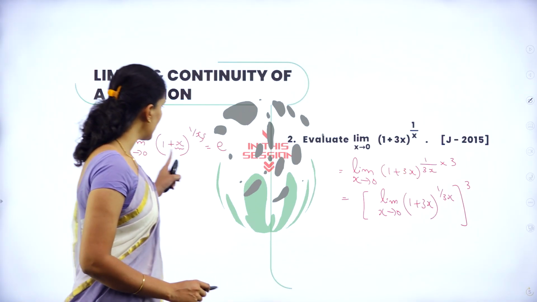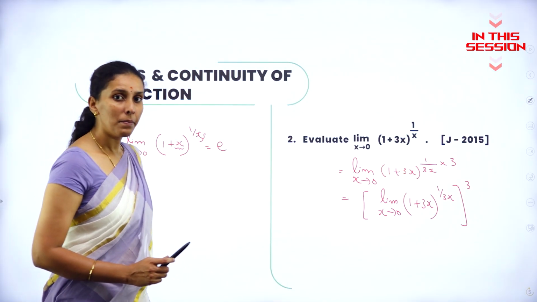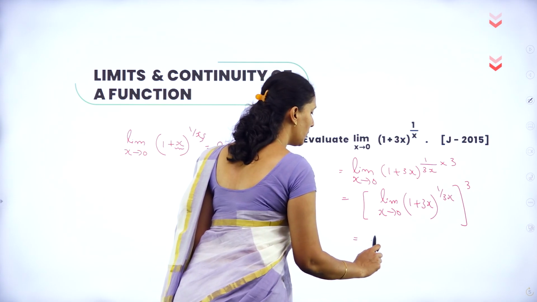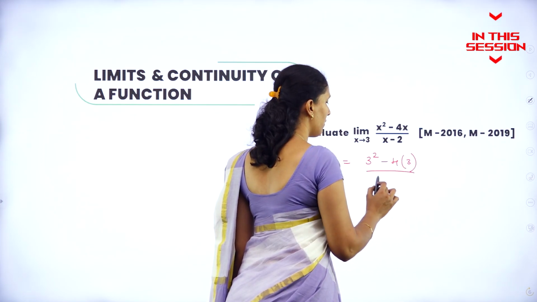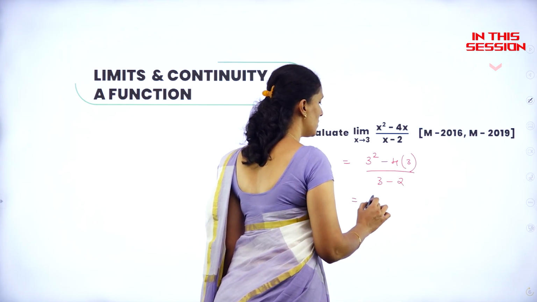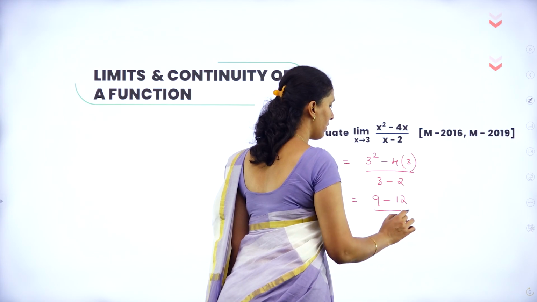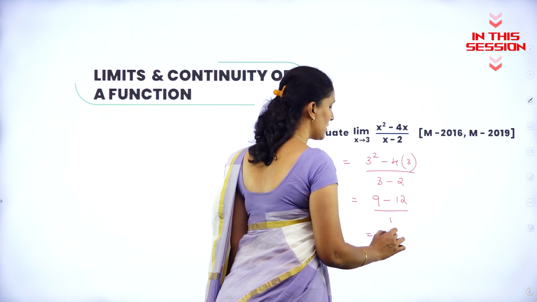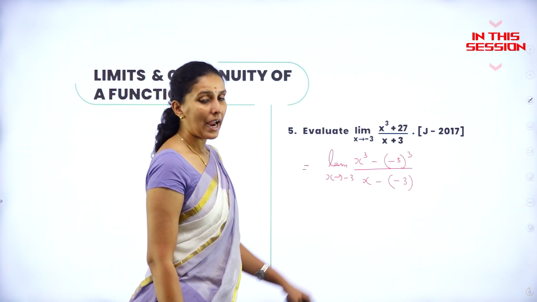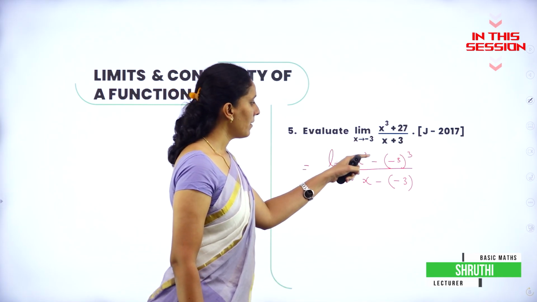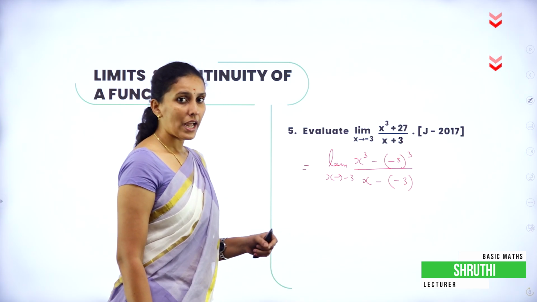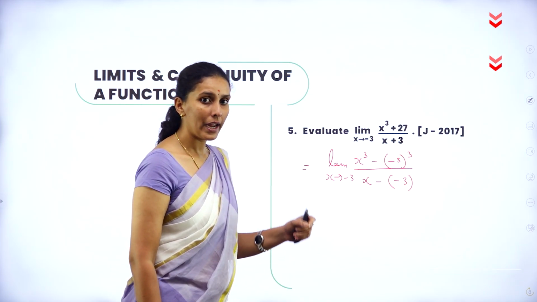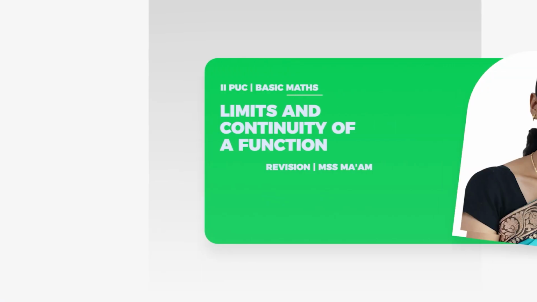Now this is in the standard form here. We can replace it with e. So the value is e cube. So we will get 3 square minus 4 into 3 divided by 3 minus 2. So 9 minus 12 divided by 1. So the value is minus 3. This is the standard form, x to the power n minus a to the power n divided by x minus a, which can be written as n into a to the power n minus 1.